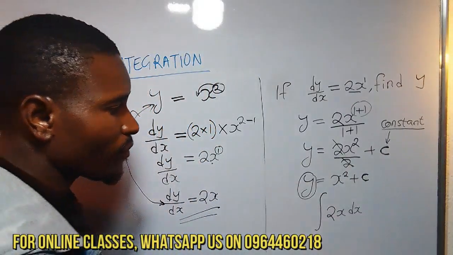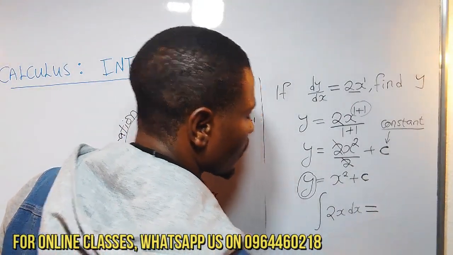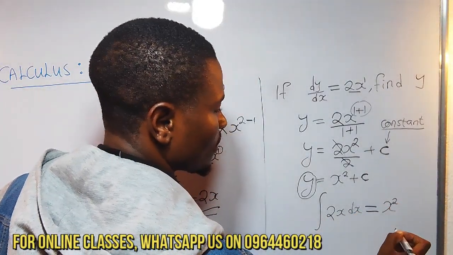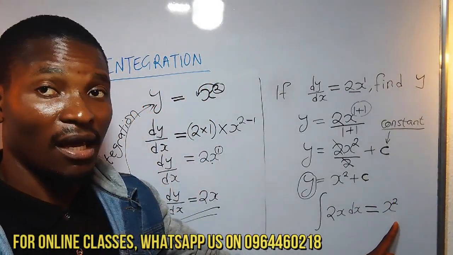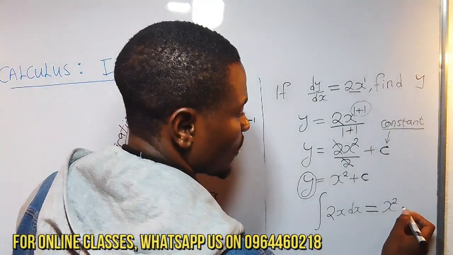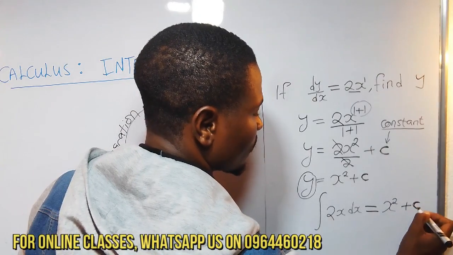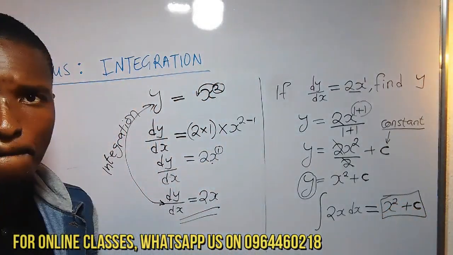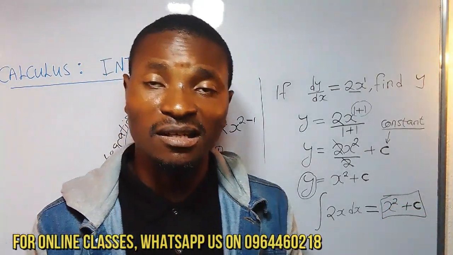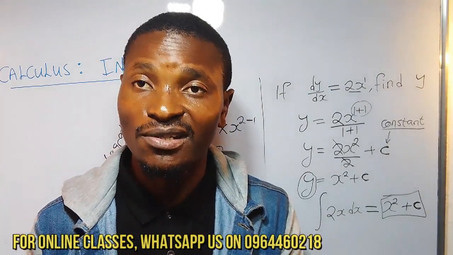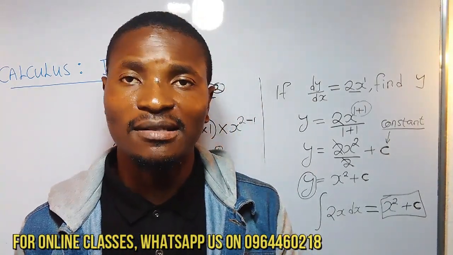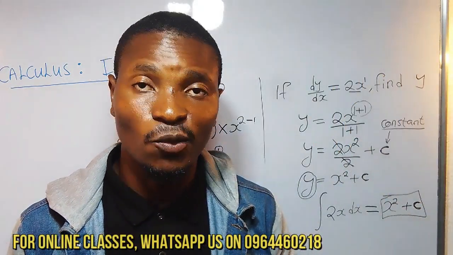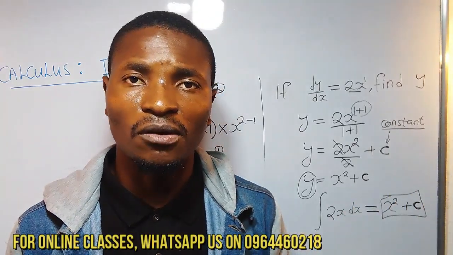So the answer for this one was x squared, and you can just add the c. So you always need to add a c, which I've explained, which is the constant, because we are looking at the points at which this equation is going to pass on the y-axis.